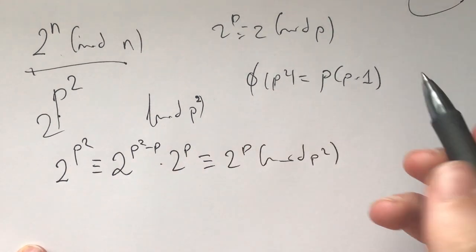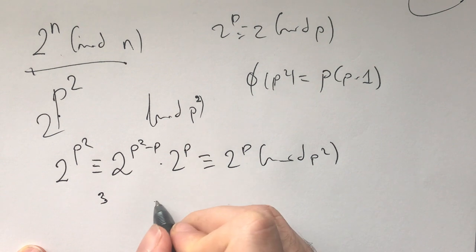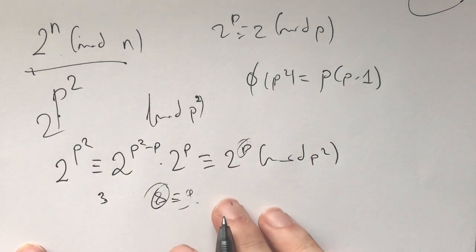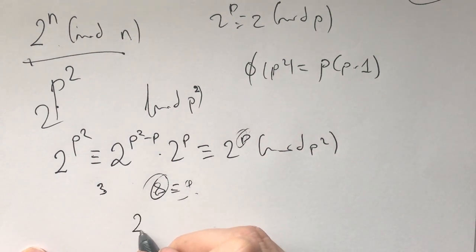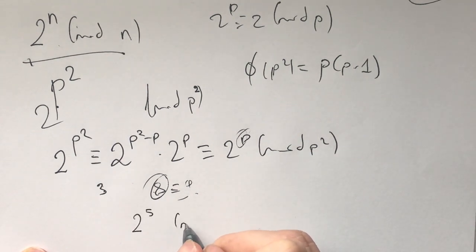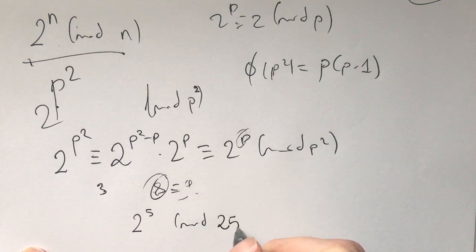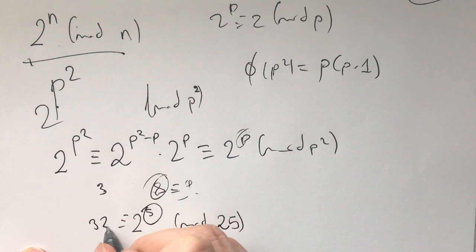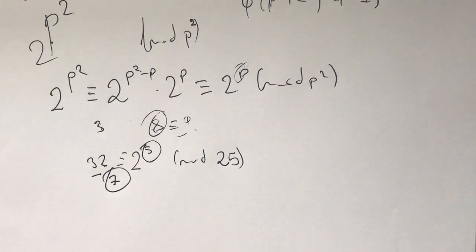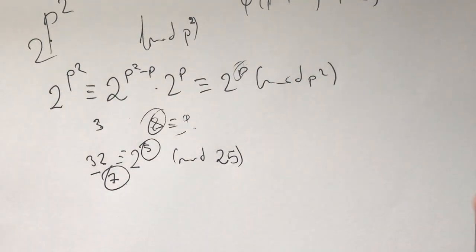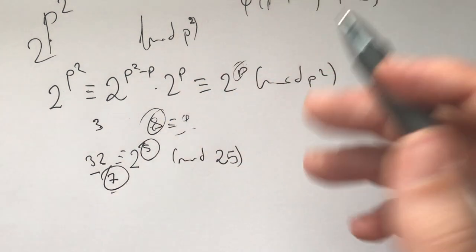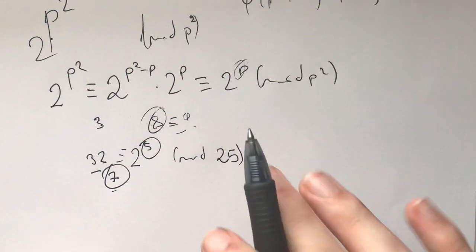And now, for 3, we have this is congruent to 8. And for 5, we have 2 to the 5th modulo 25. This is 32, which is 7. Oh, and here's a counterexample. We're done, just like that. Well, this solves our problem. That was a bit anticlimactic, but it's a cool problem.